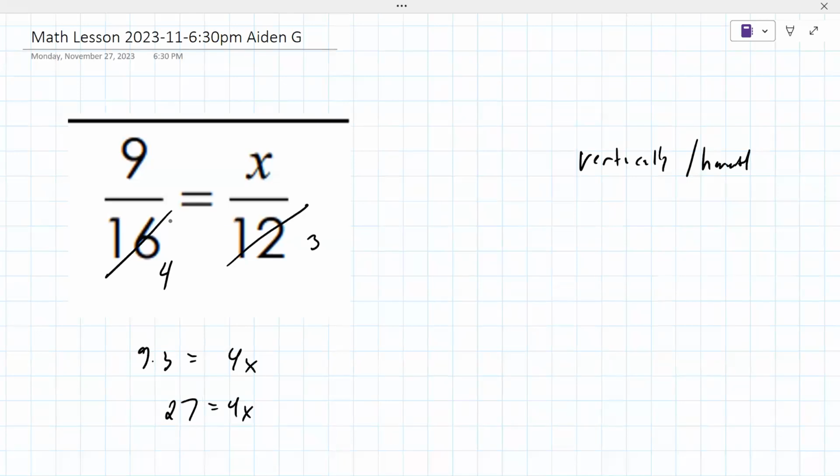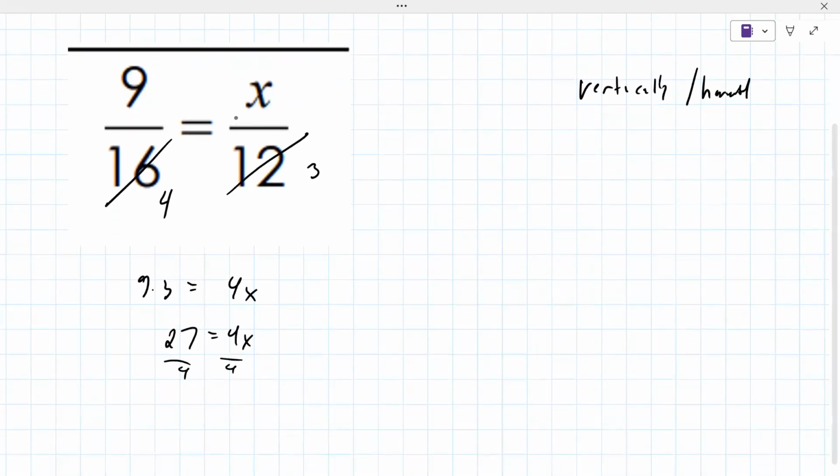27 equals 4x. Divide by 4, divide by 4. X equals 27 divided by 4.